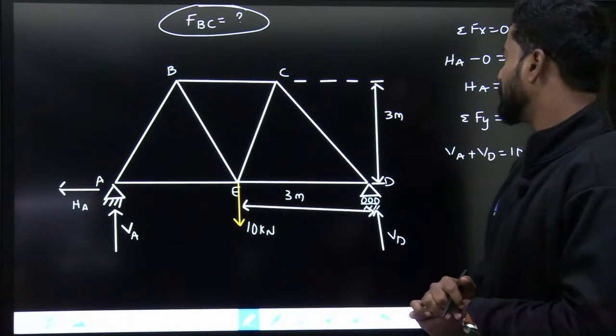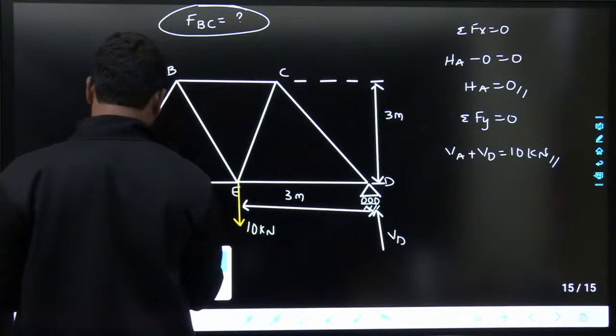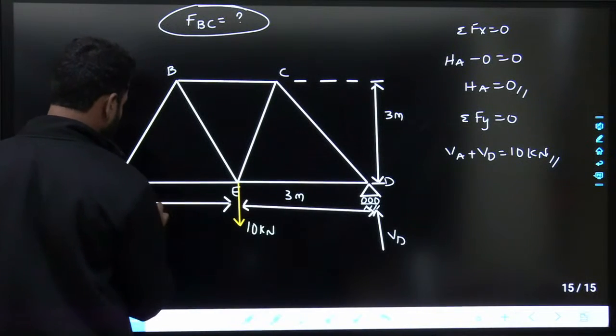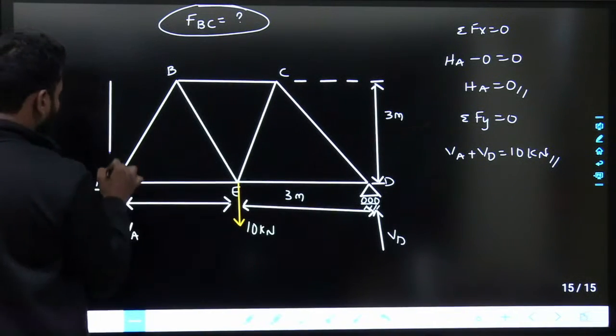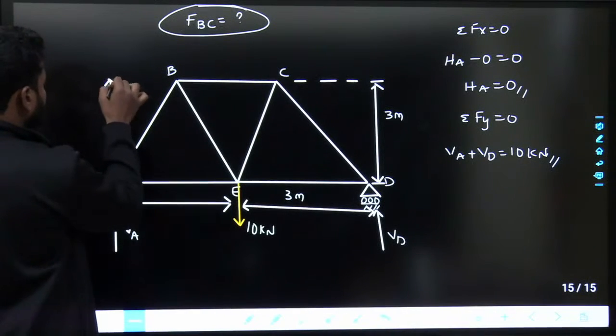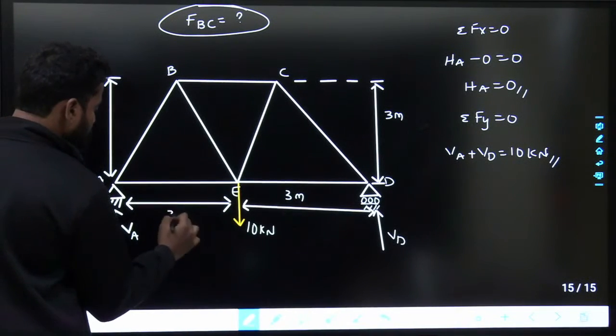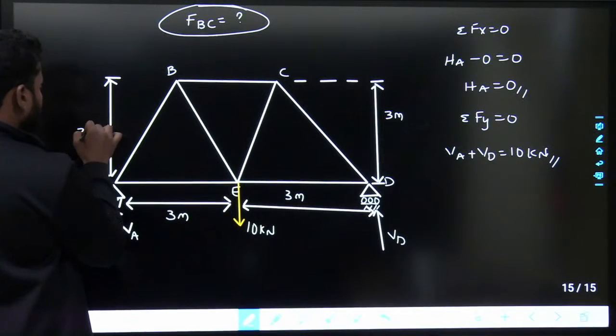And this is also 3 meters only. This is also 3 meters, and this height is also 3 meters.